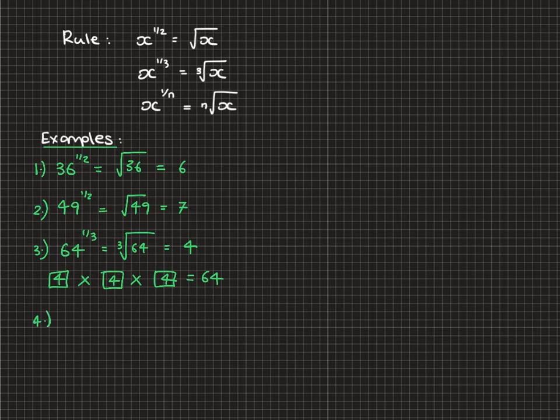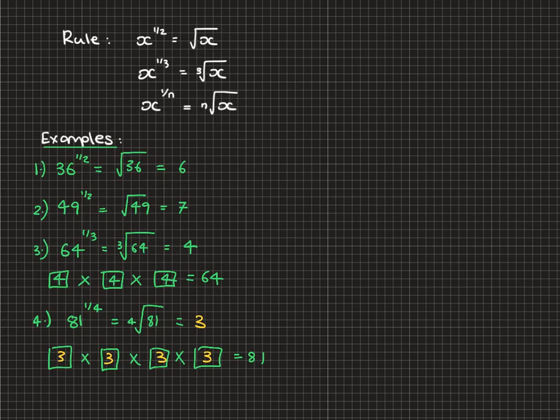Number 4. What about 81 to the power of a quarter? Now that means the fourth root of 81. So we're asking ourselves what number multiplied by itself again, multiplied by itself one more time, gives us an answer of 81. And the answer to that question is 3. 3 multiplied by 3 is 9, multiplied by 3 again is 27, multiplied by 3 a fourth time is 81. So the fourth root of 81 is indeed 3.